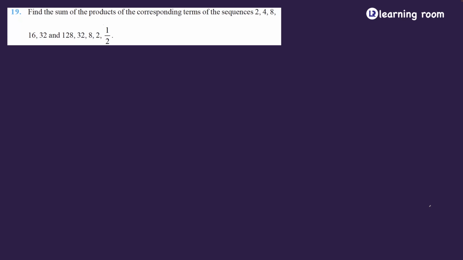Similarly, 4 into 32. 4 is 2 square, 32 is 2 power 5. So 2 square into 2 power 5 is 2 power 7. Then 8 is 2 cube, again 8 is 2 cube. So how is the sequence coming out to be? 2 power 8, 2 power 7, 2 power 6. It keeps on going like that. So you need to find the sum of the terms in that sequence. Is the point clear? Can you try it out?